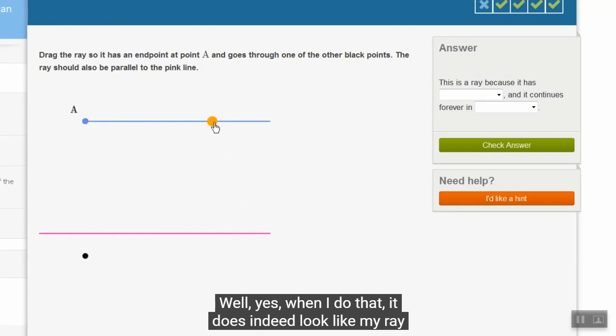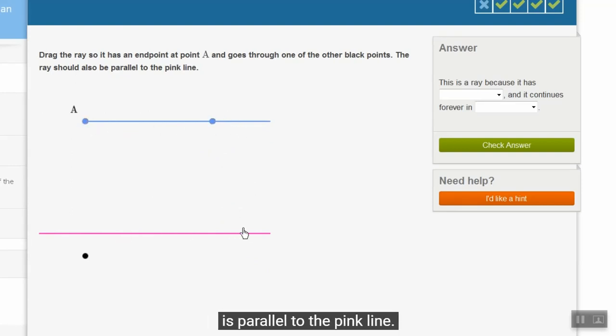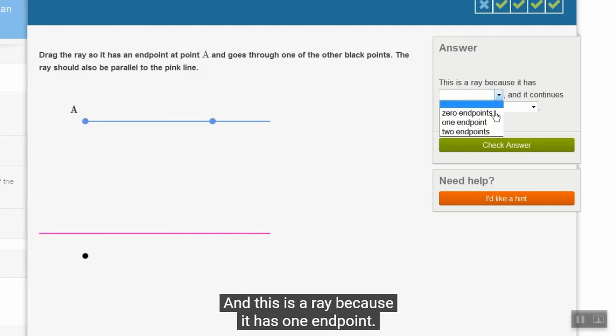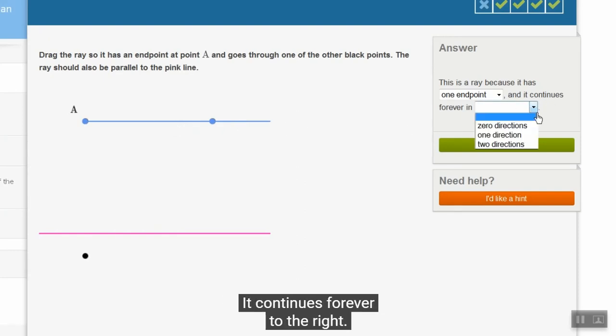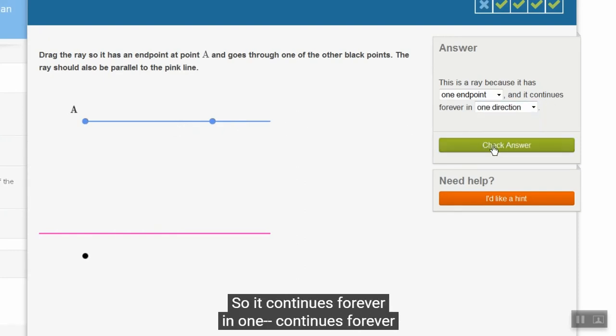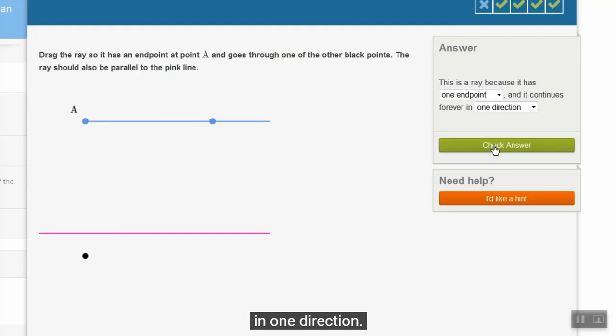Well, yes, when I do that, it does indeed look like my ray is parallel to the pink line. And this is a ray because it has one endpoint. This is where the ray terminates. It's an endpoint. It literally ends there. And it continues forever in one direction. In this case, the direction is to the right. It continues forever to the right. So it continues forever in one direction.